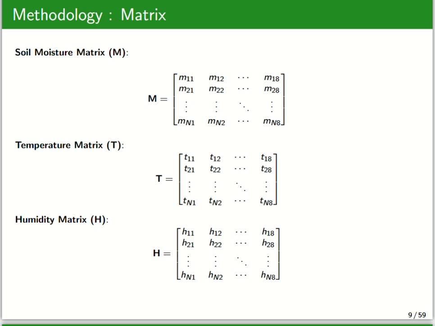We use metrics to organize the data from the sensors. We have three metrics: soil moisture, temperature, and humidity. Each metric stores the values for many sensors over time. This helps us to compare the data easily.